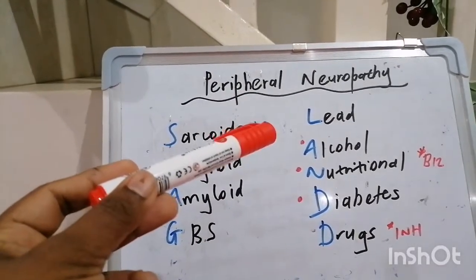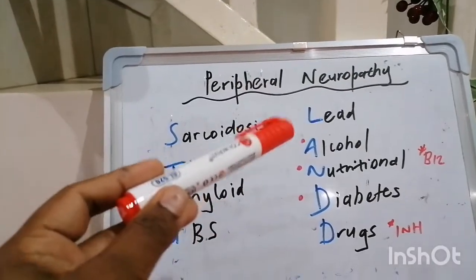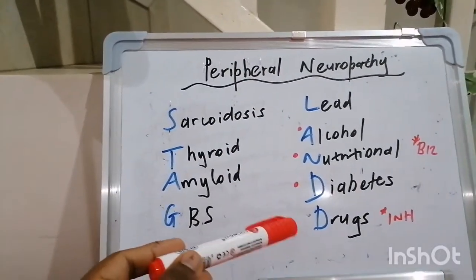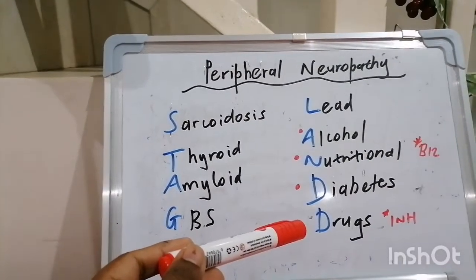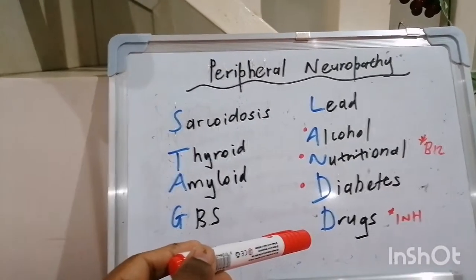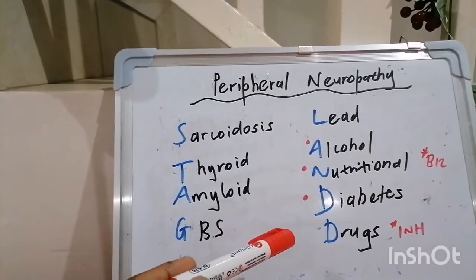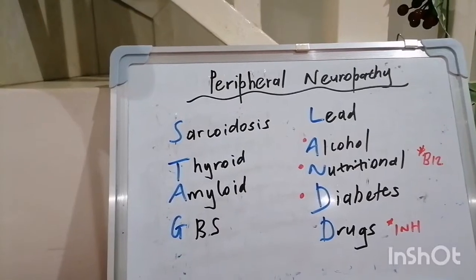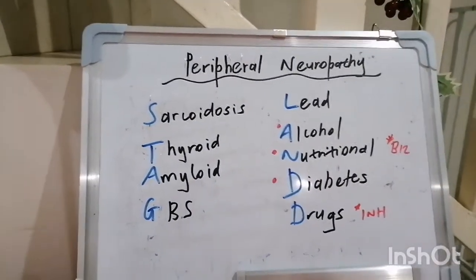I put a red dot next to alcohol, nutritional, and diabetes because these three are very common and commonly cause a sensory neuropathy, versus causes of predominantly motor neuropathy, which include Guillain-Barré, botulism, lead toxicity, porphyria, and hereditary sensory motor neuropathy. So also don't forget your hereditary neuropathies.